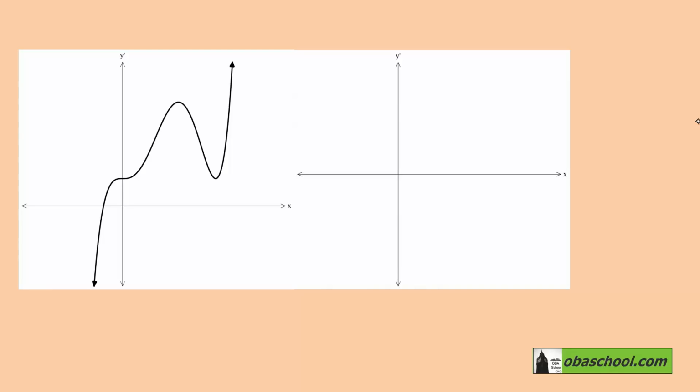So we want to draw the gradient function for this function. We can see the gradient is 0 here, so we'll mark that there. This is a horizontal point of inflection. There's a maximum here, so the gradient is 0 at that maximum, and then a minimum there.